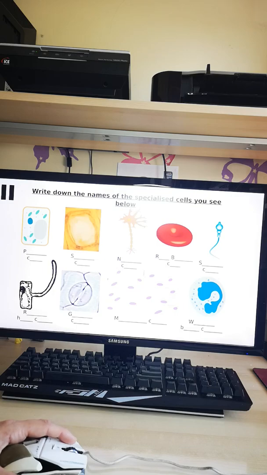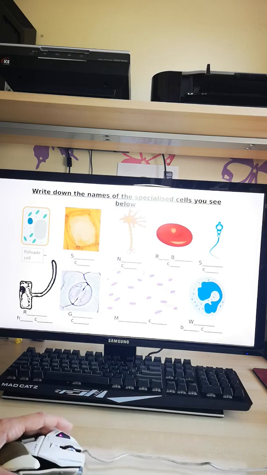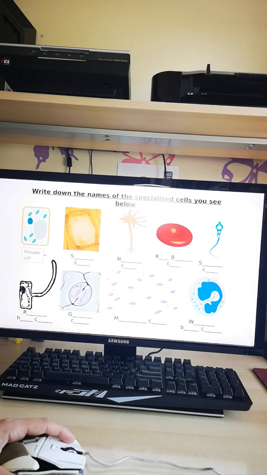Okay, so the first one is our palisade cells. They're the leaf cells, specialised by having many chloroplasts. Those chloroplasts are pushed to the side of the cell so that they are more likely to be struck by light. So many of them, because the specialisation of this cell type is it's a leaf cell for photosynthesis. Next one, skin cell.